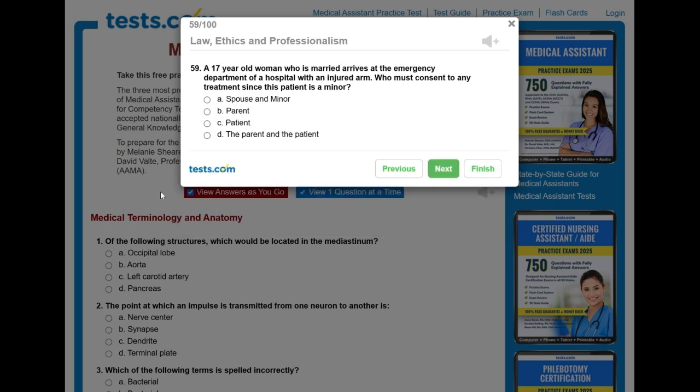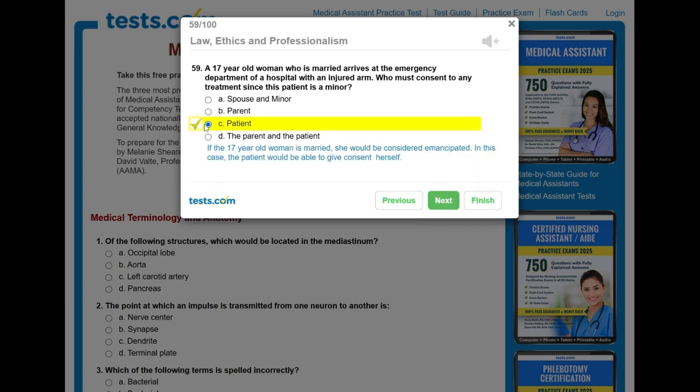Question 59. A 17-year-old woman who is married arrives at the emergency department of a hospital with an injured arm. Who must consent to any treatment since this patient is a minor? A. Spouse and minor. B. Parent. C. Patient. D. The parent and the patient. C. Patient. If the 17-year-old woman is married, she would be considered emancipated. In this case, the patient would be able to give consent herself.